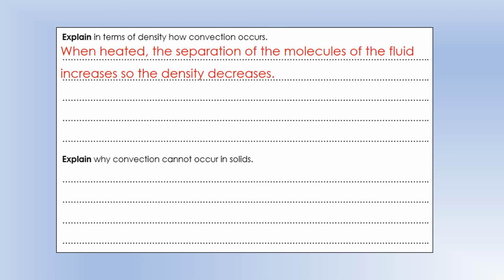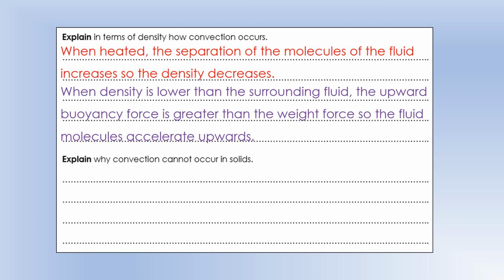So when we heat it, the separation of the molecules of a fluid increases, so the density decreases. So when a density is lower than the surrounding fluid, as we saw earlier, the upward buoyancy force is greater than the weight force. So the molecules will accelerate upwards, and that leaves a space for the cooler ones to move into. So convection works very well in gases and liquids, but it doesn't work in a solid.